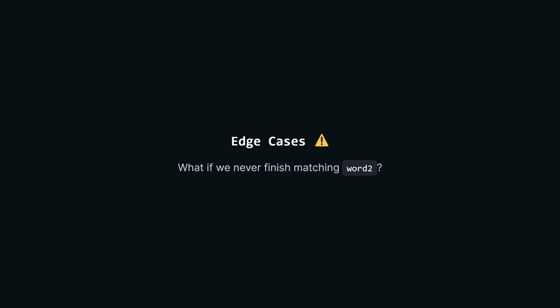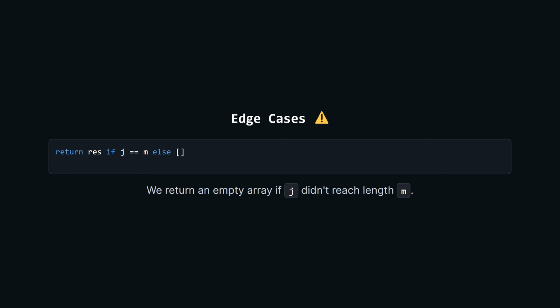What happens if we reach the end of word1 and we still haven't found all the letters for word2? The problem says if no valid sequence exists, return an empty array. We check this at the very end. If our index j didn't reach the length of word2, it means we failed, so we return an empty list.